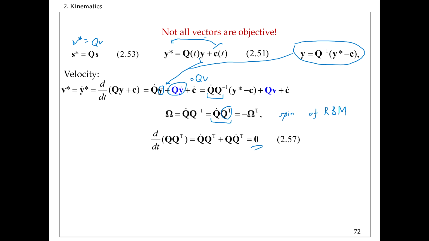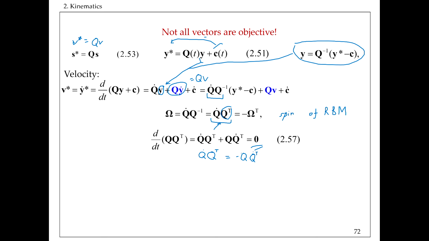Which we have here, but now we can look into the components inside. There will be q dot multiplied by q transpose, so that's exactly the first term, and the second term is q times q dot transpose. And so you can see that from here we can conclude that q dot q transpose is equal to minus q dot transpose.